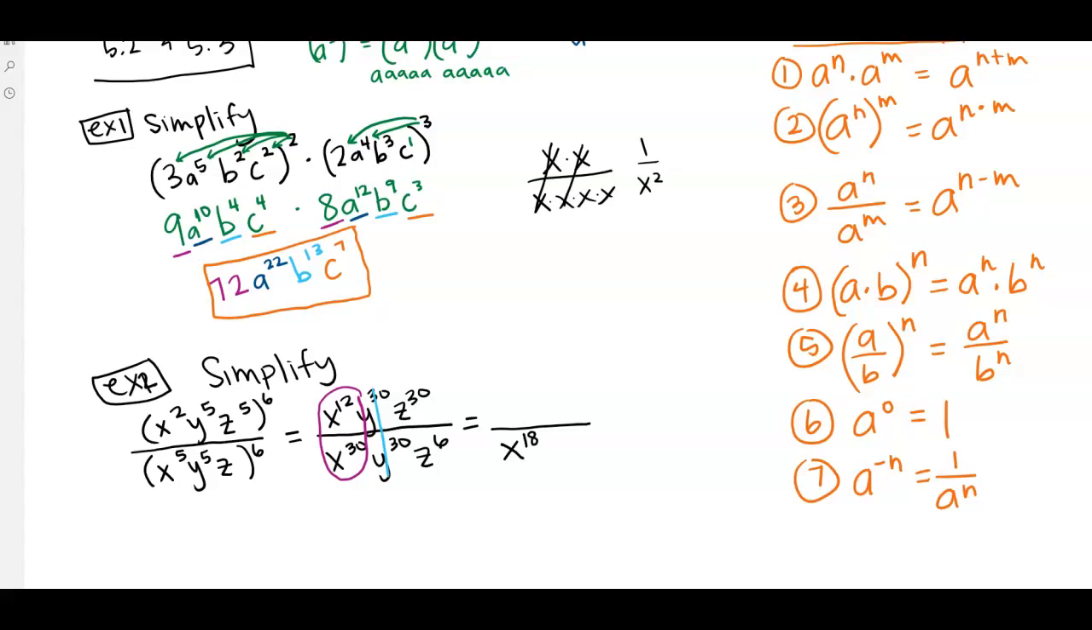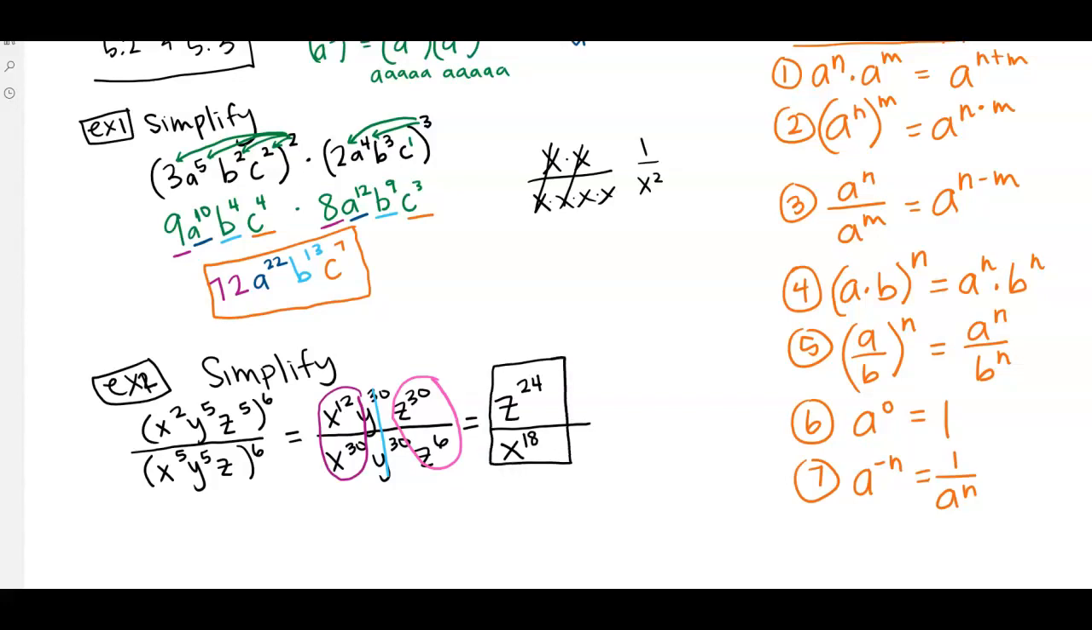Okay, and then with our z's, again, we're looking at this. Where are there more z's, on the top or on the bottom? And how many more are there? 24. We're doing 30 minus 6. Okay, and so then that would be our answer there.